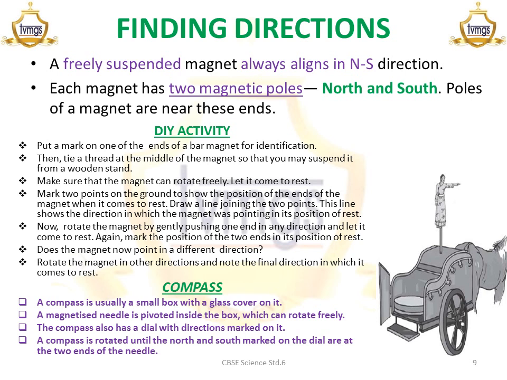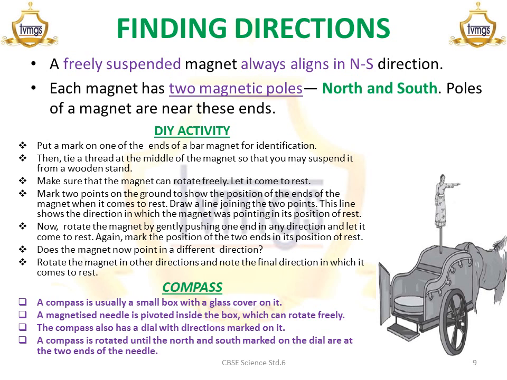Now, time for some DIY activity to put this to the test. Put a mark on one of the ends of a bar magnet for identifying it. Then, tie a thread at the middle of the magnet and suspend it from a wooden stand. Attach a string and tie it to the clamp of a wooden stand. Now make sure that the magnet can rotate freely. Let it come to rest. Mark the two points on the ground to show the position of the ends of the magnet once it comes to rest. Draw a line joining the two points. This line shows the direction in which the magnet was pointing in its position of rest.